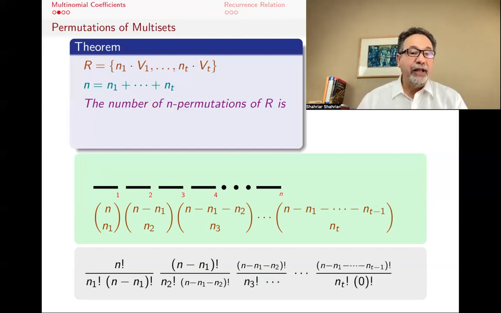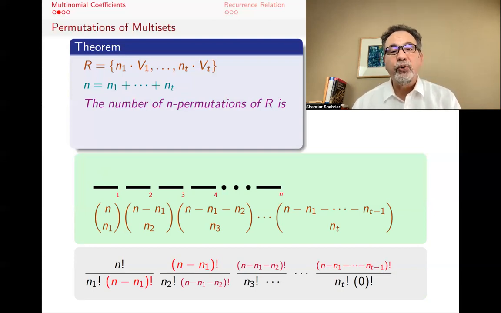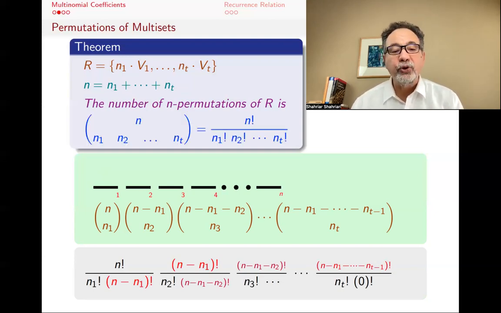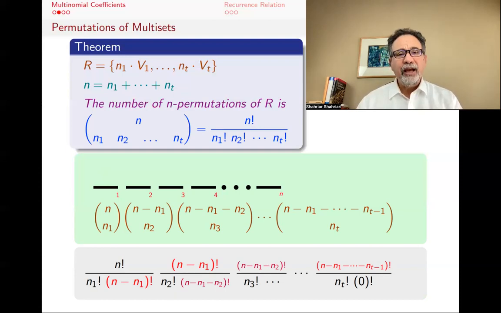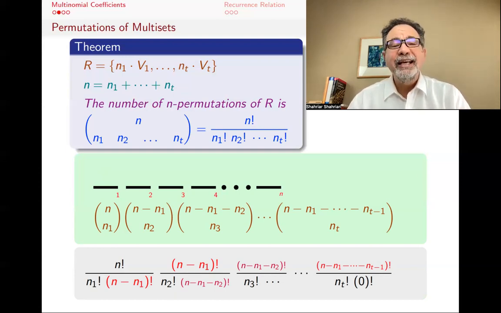And the nice thing is that lots of these things cancel. Those n minus n1s cancel. Then n minus n1 minus n2s cancel, and so forth. And you're left with n factorial over n1 factorial, n2 factorial, through nt factorial. And so the number of n-permutations of a multiset with t types of elements and with multiplicities n1 through nt is n choose n1, n2 through nt.